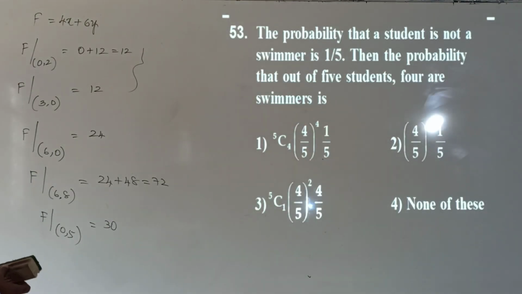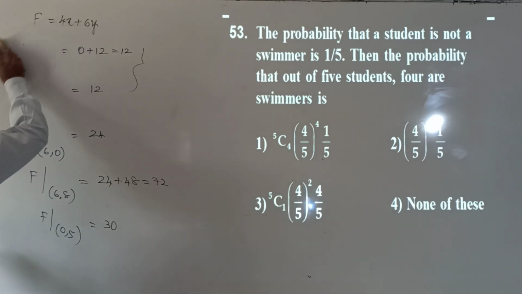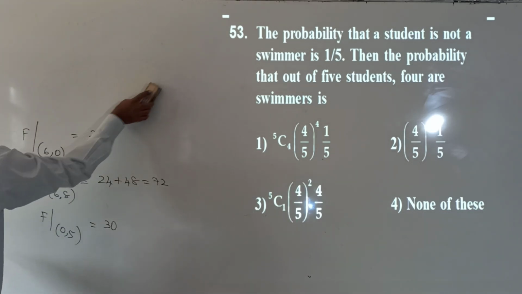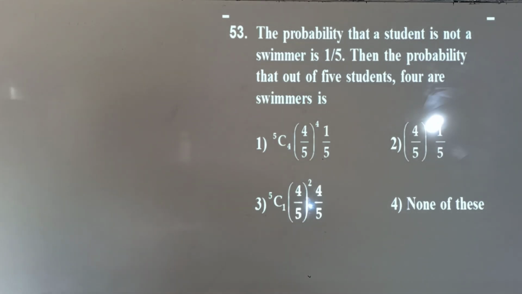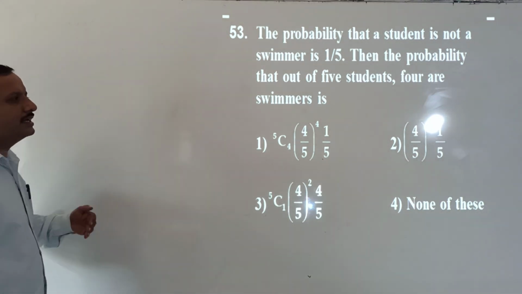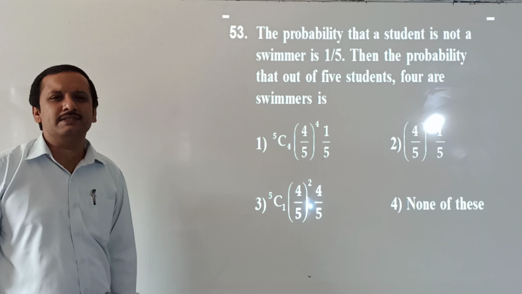53rd question. The probability that a student is not a swimmer is 1 by 5. Then the probability that out of 5 students, 4 are swimmers is. So the probability that a student is not a swimmer is 1 by 5. That means the probability that a student is a swimmer is 4 by 5.